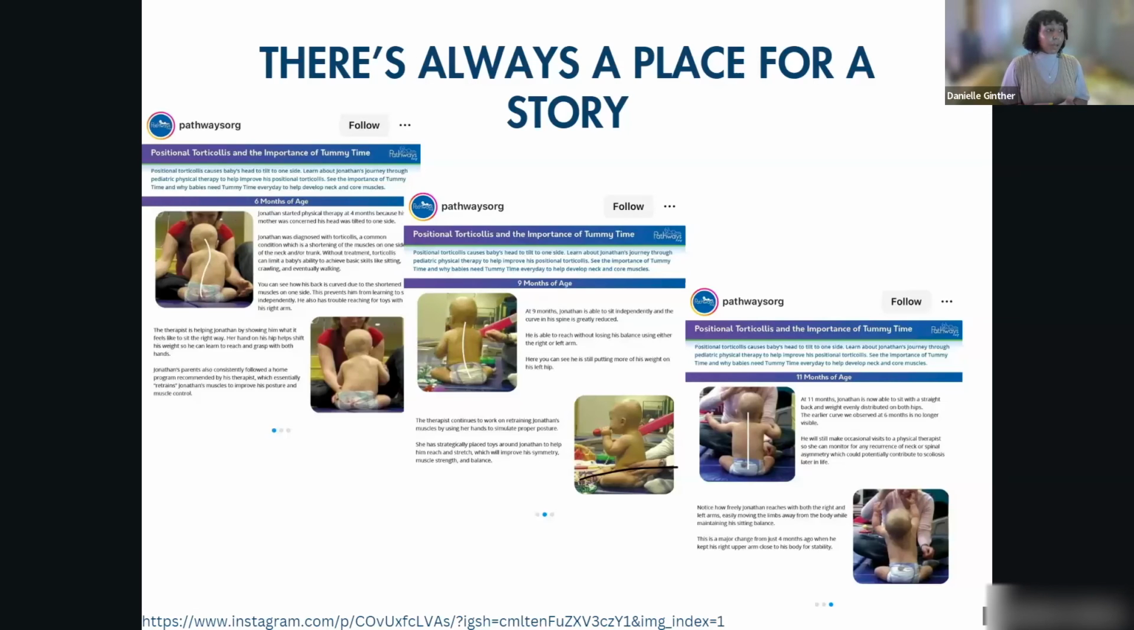This is something I pulled off of pathways.org's website, and they do a lot of messaging revolving around child development and tummy time and the importance of it. So this is just an example of their positional torticollis and the importance of tummy time. Here they embed their information into a story about Jonathan, who was diagnosed with torticollis. They define the condition in a way that the audience understands and show what it means to have torticollis. So they drew in a line, that curvature of the spine, and then they explained the physical therapy process to fix the condition with photos to show Jonathan's progress in correcting the muscles and his posture.